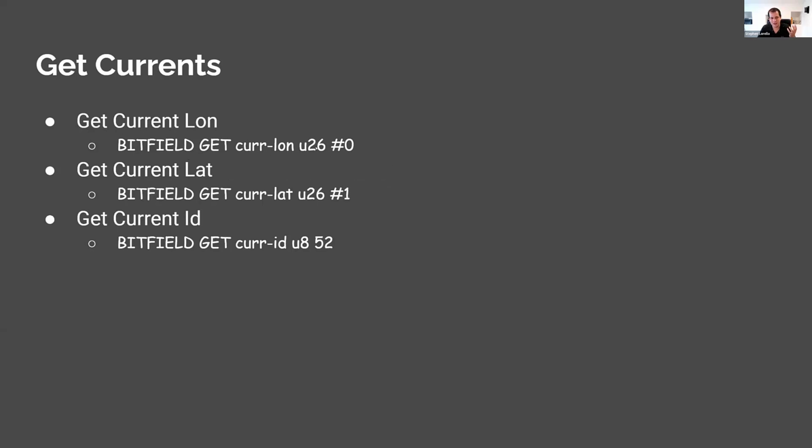You just go in and you pull back a 26-bit number from position 1. So when you use the hash sign ahead of the offset, that's basically saying I'm offsetting X number of whatever the encoding is into the bit field. Same thing here. And then we're pulling back a U8 at bit position 52.